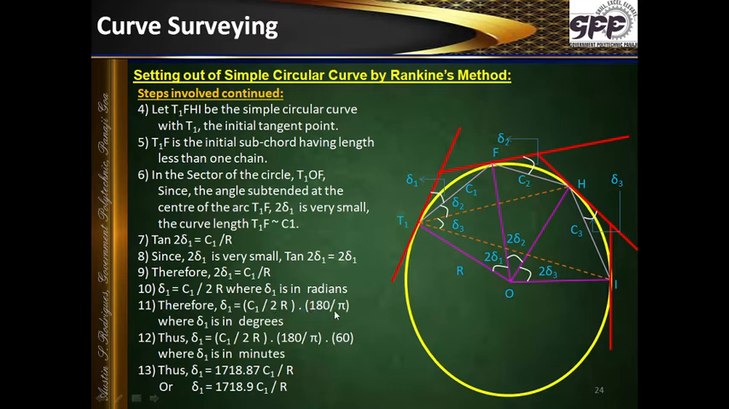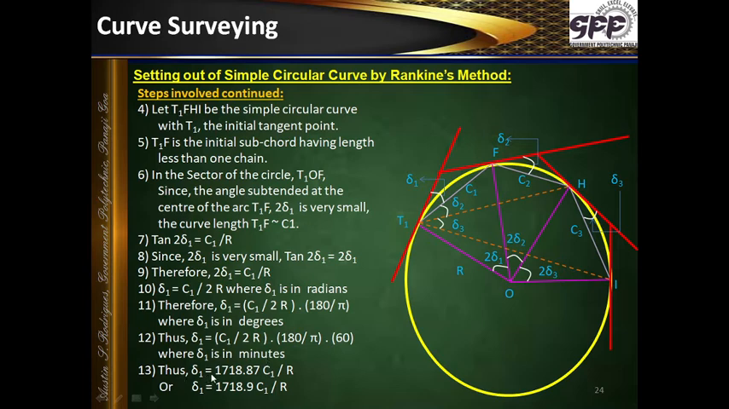So to convert into degrees, where delta 1 is in degrees, and getting the angle in radians. So thus delta 1 will be equal to C1 upon 2R into 180 upon pi, these are in degrees, multiplied by 60, where delta 1 will be in minutes. So this angle is so small that it is much comfortable to convert everything to minutes. So that's why these degrees which are there, we multiply them with 60 to get delta 1 in minutes.